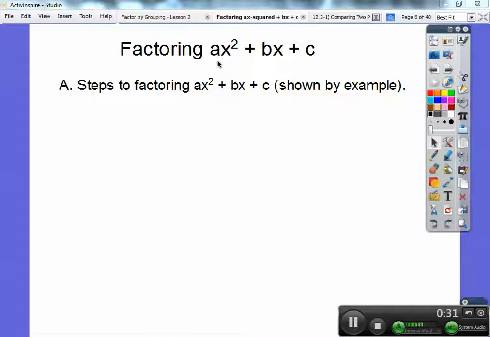So this is factoring ax squared plus bx plus c. Again, factoring by grouping would be a must before you see this. And this method eliminates any kind of guessing and checking. I'm going to show you this by example.